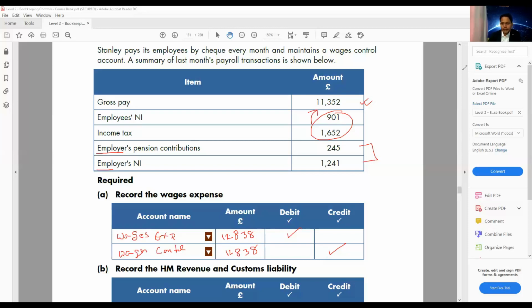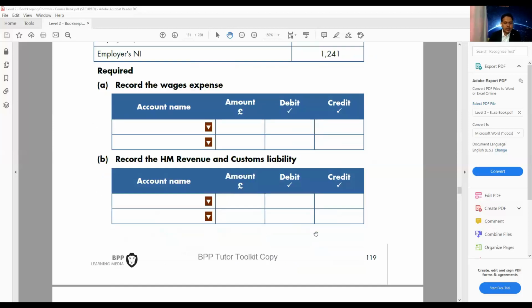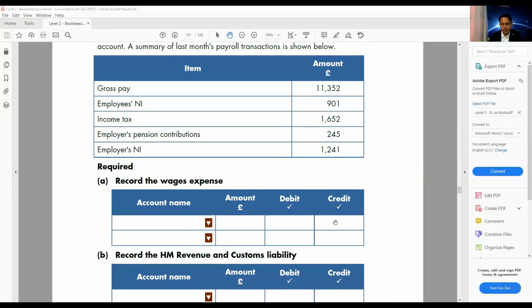So we move to the next question, which is the HMRC liability. Can you get me the figure? How much is the HMRC liability? No, Abdul. For the HMRC liability, wages expense is not debit. It's wages control. Wages expense only comes for the wages recorded. Remember that. The rest of the journals are always wages control, not wages expense.